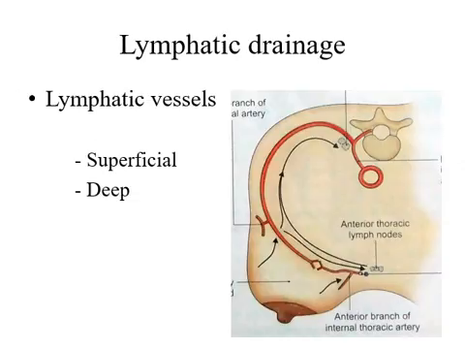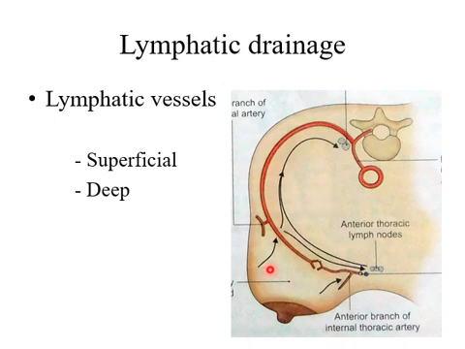Then the next is the lymphatic drainage. The lymphatic drainage of the mammary gland is the most important part of the mammary gland. Now, lymphatic drainage is divided into two parts, the lymphatic vessels and lymph nodes. Now, lymphatic vessels are divided into superficial set and the deep set.